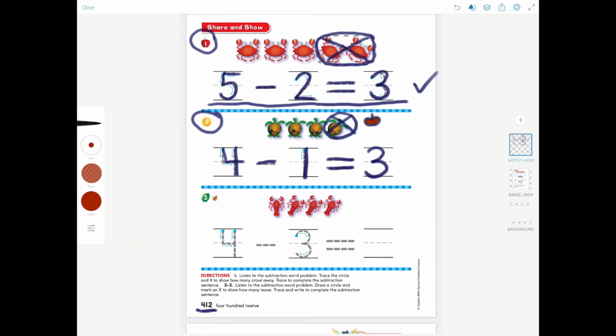Because who's going to swim after a purple apple? I would totally swim after a red apple, though. It looks yummy. Okay, so this number sentence is 4 minus 1 equals 3.